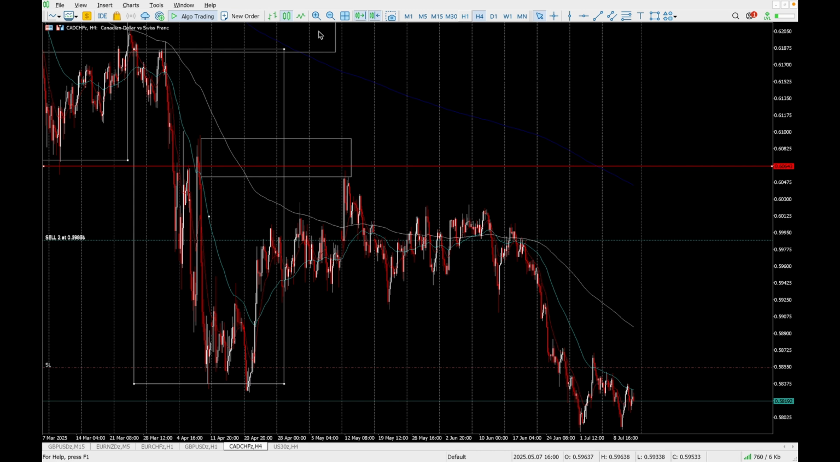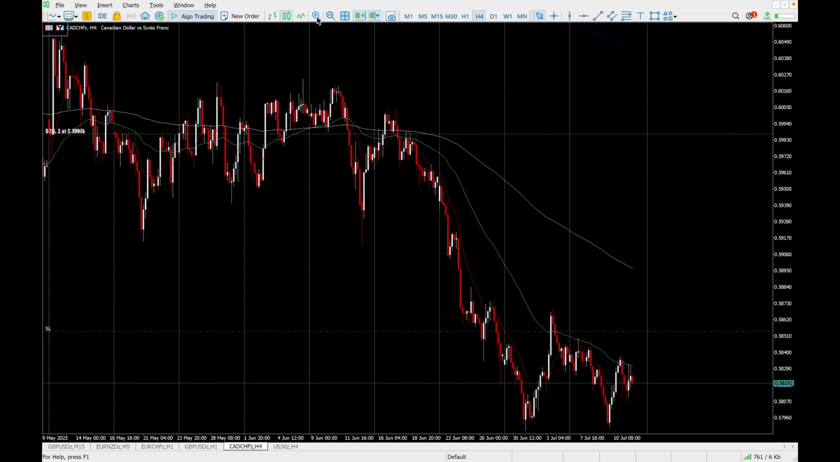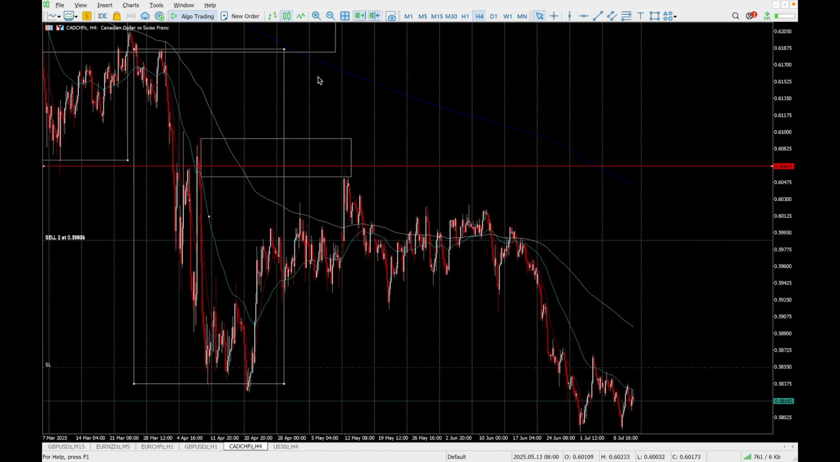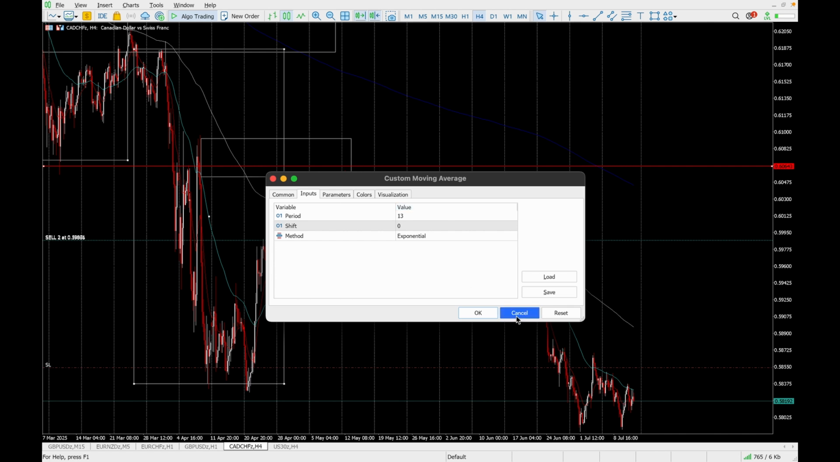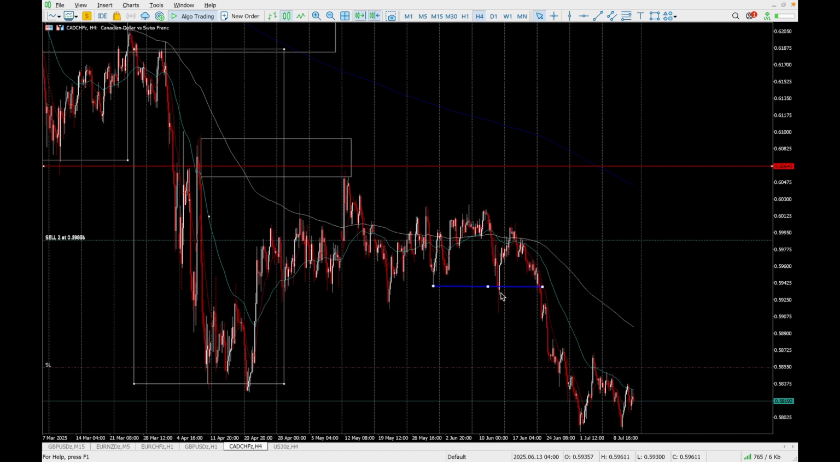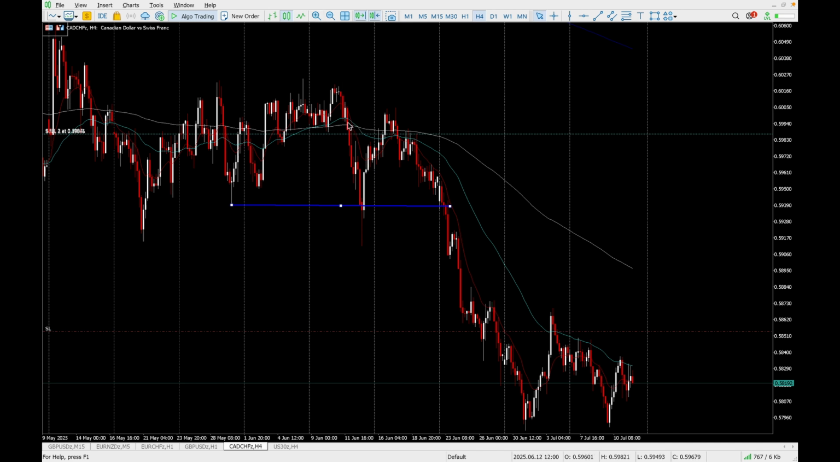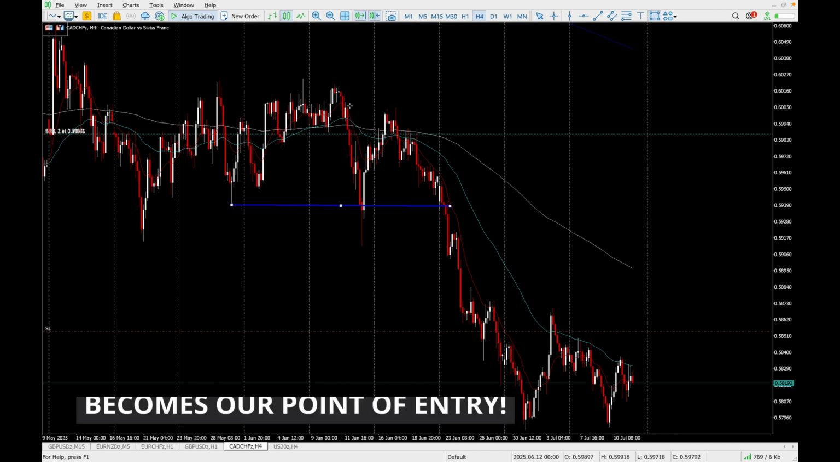So if we zoom in on the structure, just to see what was happening, what we can identify is we had a break of structure right here, right, and a pullback, right? So a break of structure, a pullback, in line with the structure. So always understand your market structure. A pullback, and what we can identify is we had a drop, base, drop.